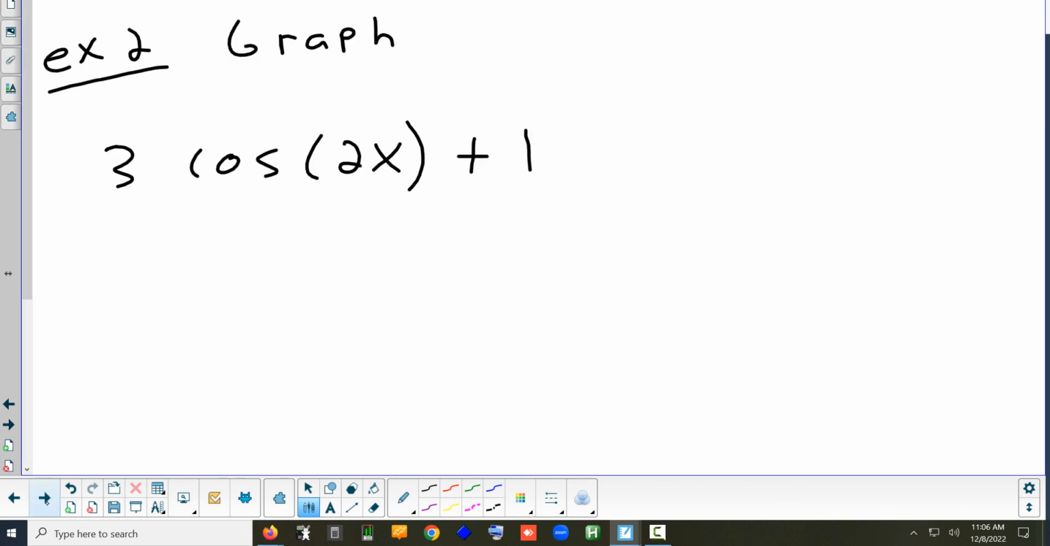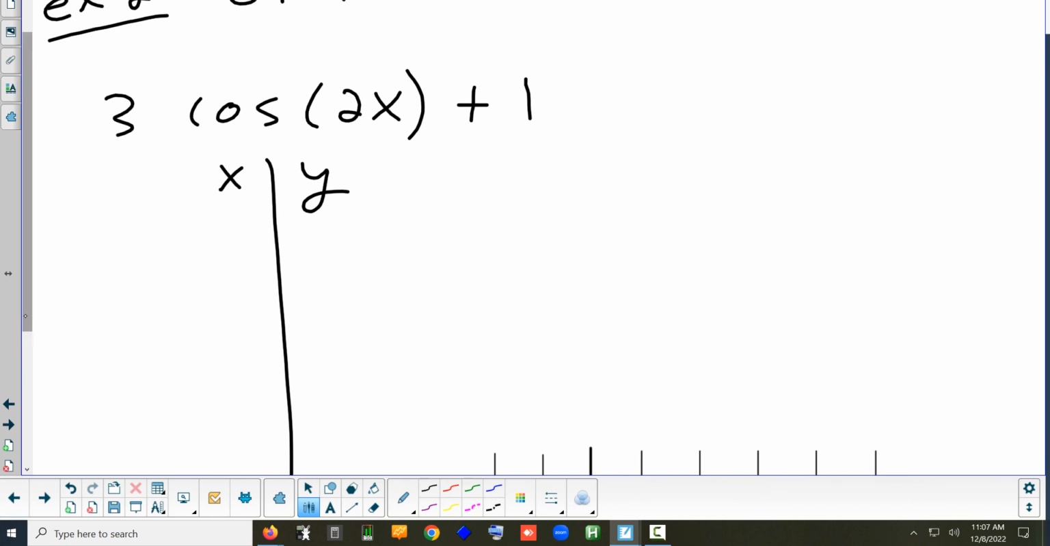Alright. Let's try this one. 3 cosine 2x plus 1. Well, we must have two transformations affecting the same axis because there's only 4 transformations and 3 of them are there. And there's 2 on each axis, so we do have to be a little bit careful about order this time. All right, let's put our originals just off to the side.